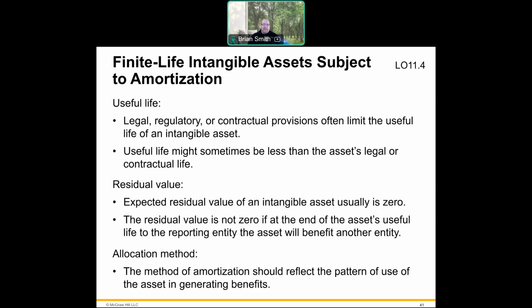Okay, finite life intangible assets subject to amortization. Finite means you can determine a useful life. I wish they'd just say it in English. What does that mean? If you know how long your intangible asset is going to last, then you're fine. You can amortize it. If you can't, we're going to do something else.